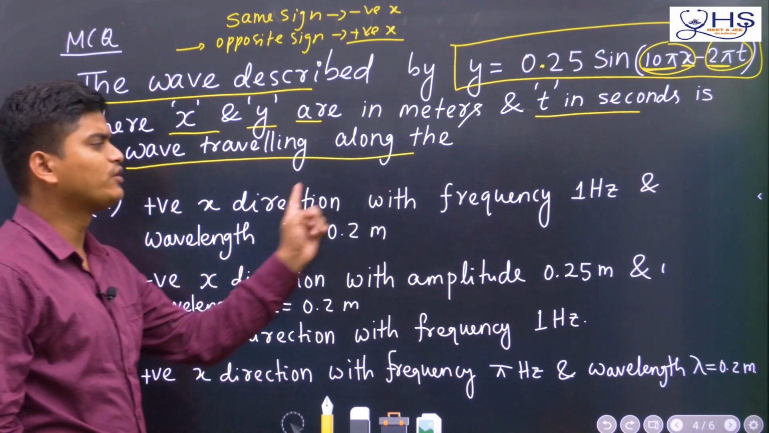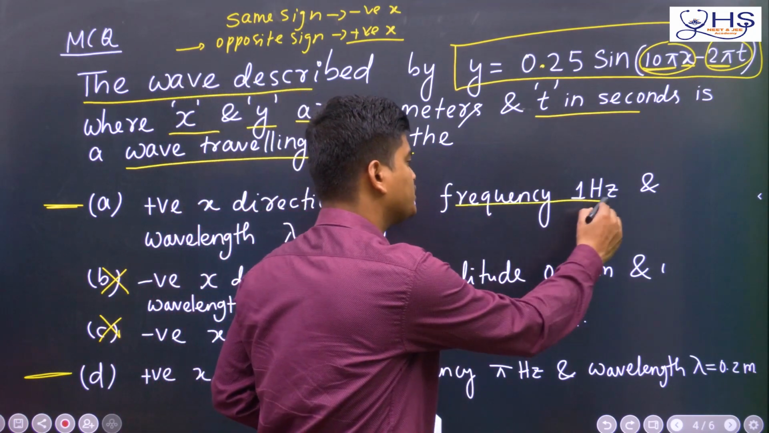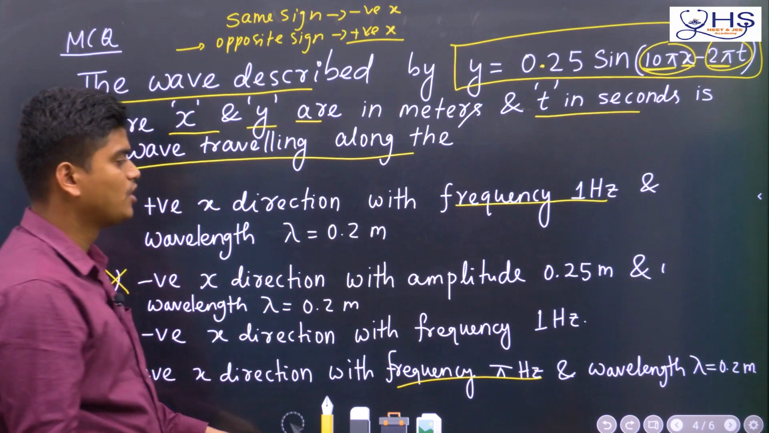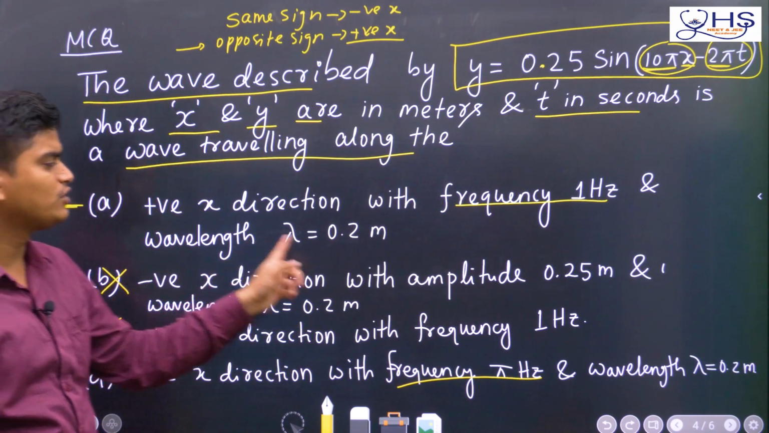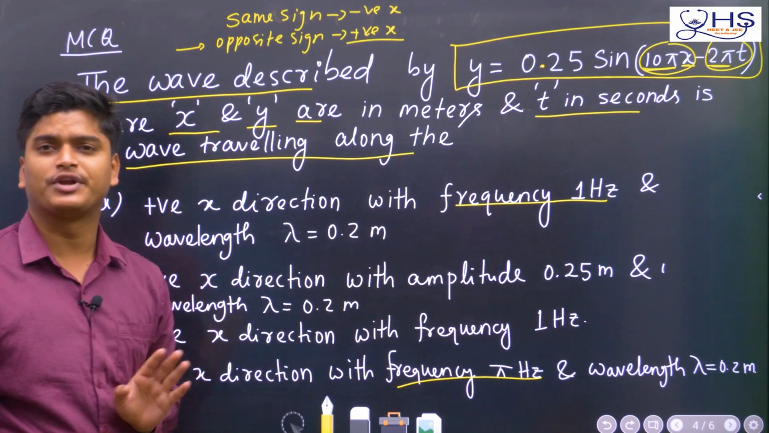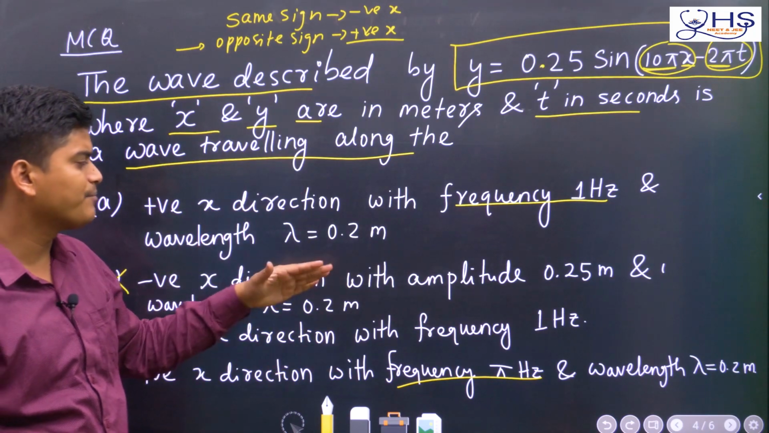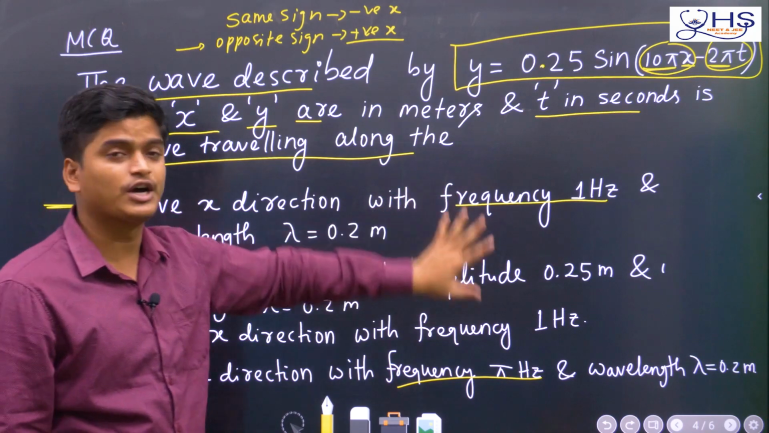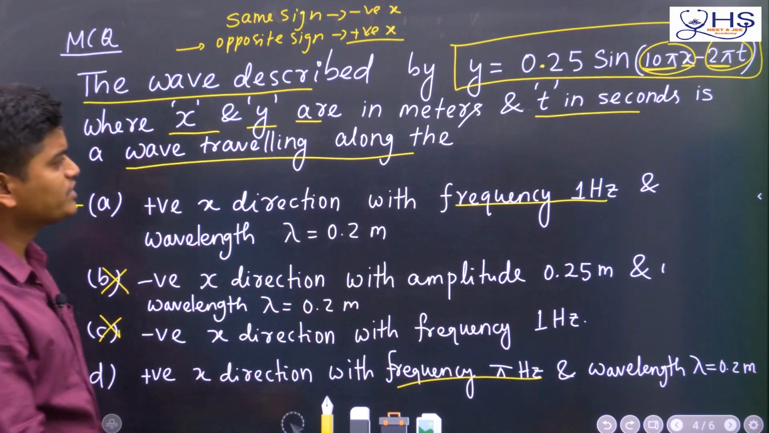Now come to frequency. Here another quantity is given. Here the frequency is 1 hertz, here the frequency is pi hertz. The wavelength is the same, so no need to calculate the wavelength. Now check whether the frequency is the same or not. If the frequency is different for both of them, then you can understand which option is correct here. Now how to check the frequency?